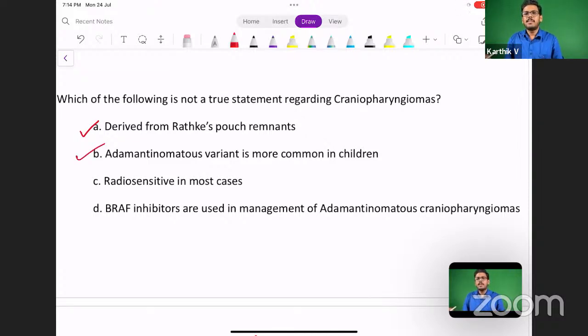It is radiosensitive in most cases. Again, that is quite an ambiguous statement, to be fair, because the adamantinomatous variant is more sensitive to radiation and papillary variant not so. But if you look at the overall proportion of adamantinomatous and papillary, adamantinomatous is the most common variant overall. So hence, you can say that it is radiosensitive in most cases. So again, that is the correct statement. If you look at the fourth statement, BRAF inhibitors are used in the management of adamantinomatous craniopharyngioma. That is the wrong statement. So why is it so?